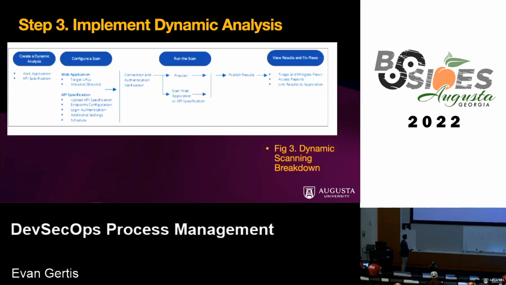Here's an example of a walkthrough of dynamic analysis. Again, if anyone has any questions, please stop me at any point in the presentation. What I want to show you is that we're looking at the API here, where the static scan actually looks at the code. And so what this does is it goes through and it runs a scan, and then it publishes the results, and then you can see the results in the platform, and you're able to articulate what you're doing to upper management.